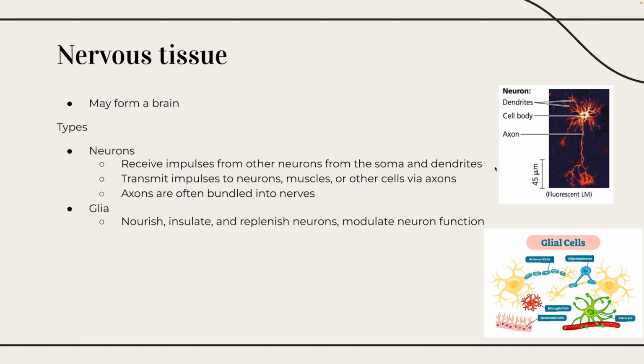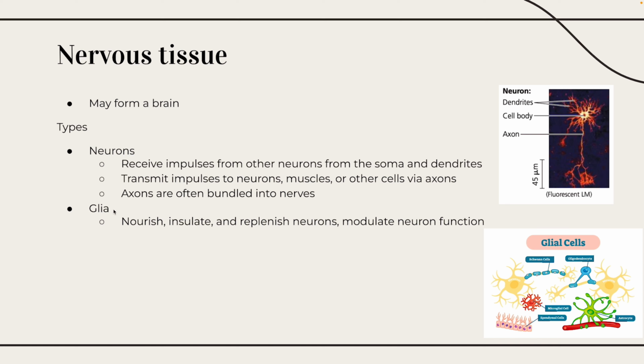A quick brief on the anatomy of a neuron. You can think of it as a hand. Your palm would be the cell body or the soma, your fingers would be like the dendrites, and your arm would be like the axon. Neurons receive impulses from other neurons via their soma and dendrites, and they transmit impulses to neurons, muscles, and other cells via axons. Axons are often bundled into nerves as well.